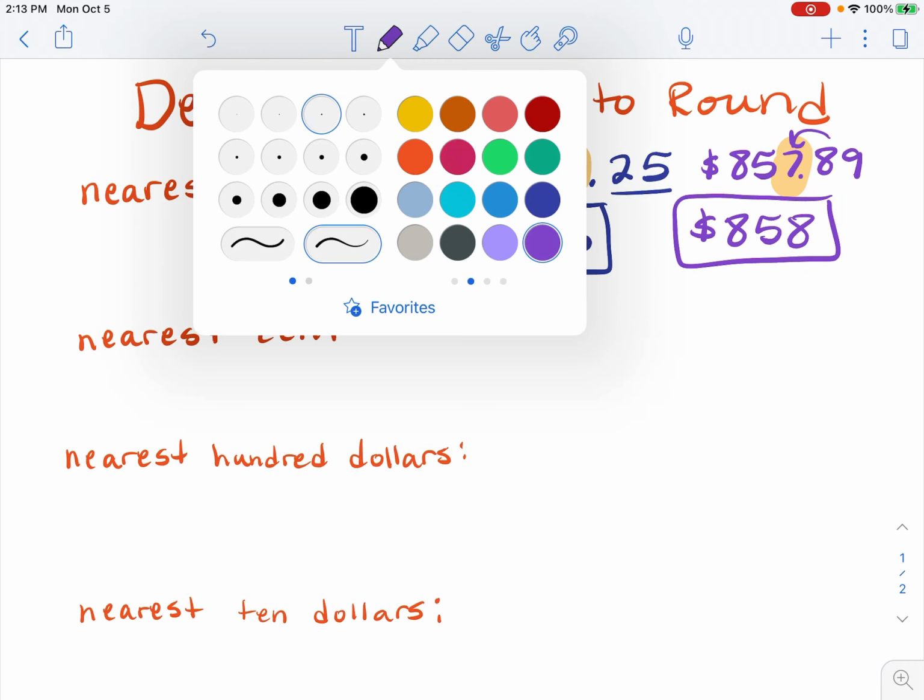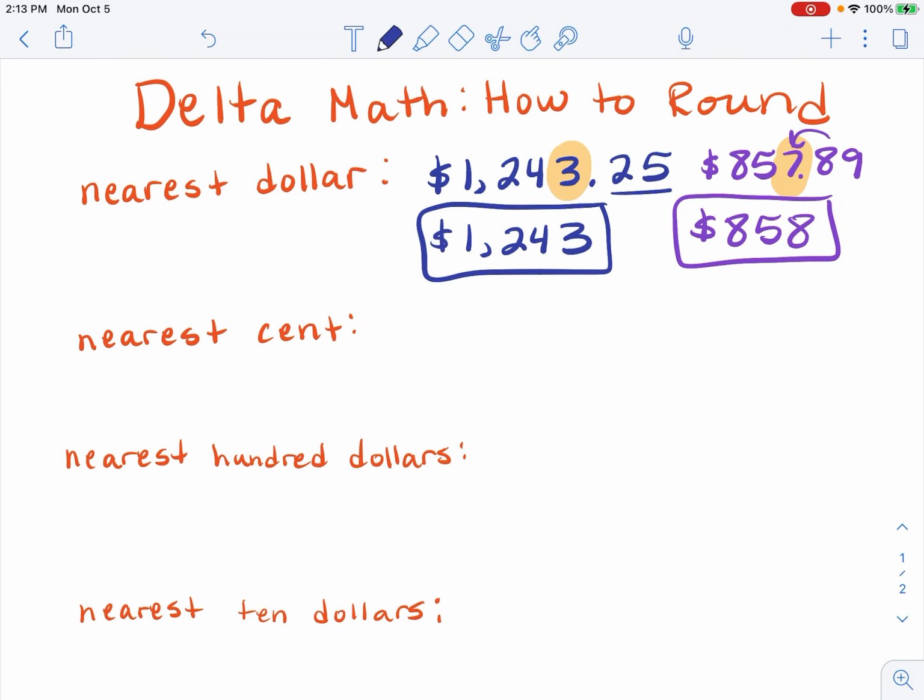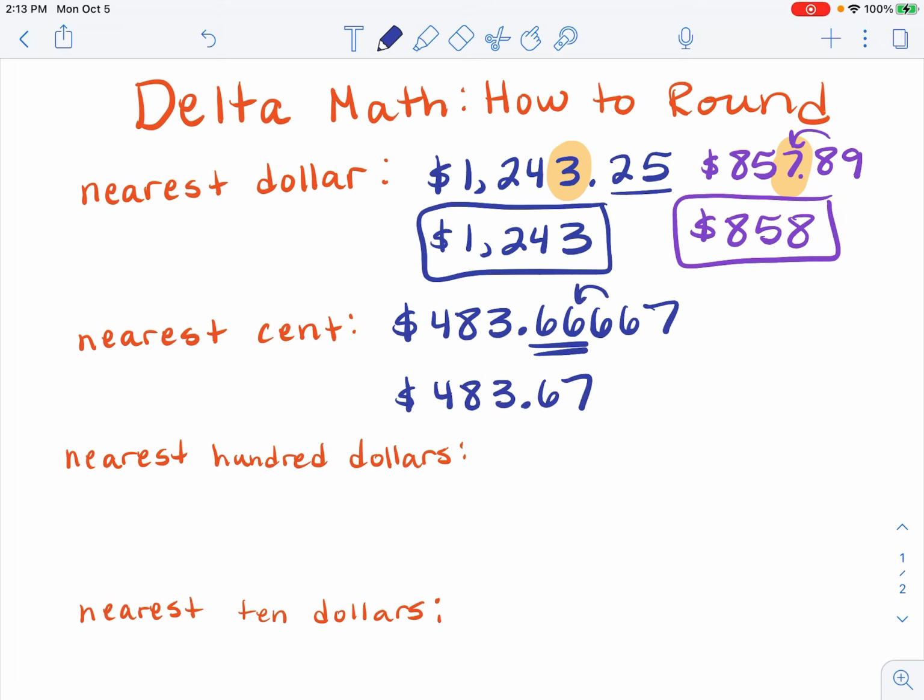Okay, the nearest cent is what we've been doing in class. This is what will be on your quiz, directions, and the project Wednesday. So if we have something like $483, and then you have like 0.666 repeating, and it cuts off at 7. The nearest cent is always 2 decimal places. So this would be $483.67 because that 6 bumps this 6 to a 7. Okay, so cent should be pretty familiar.